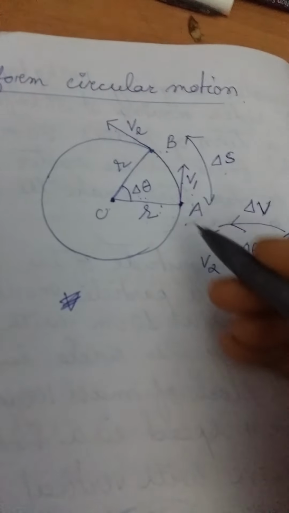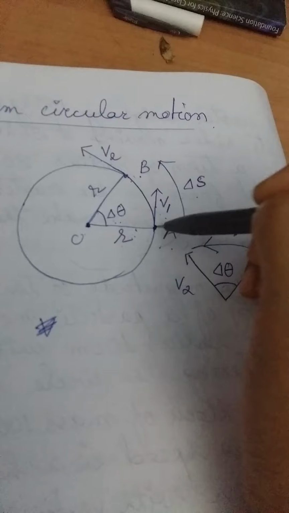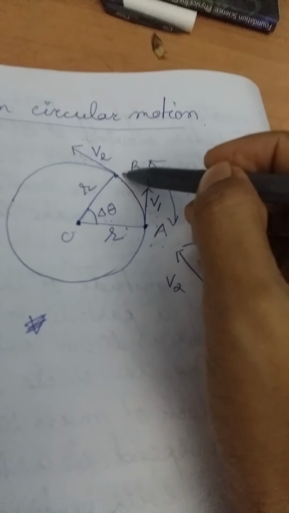Good morning, students. Today's topic is uniform circular motion. So first we consider one uniform circular motion. A body goes from position, suppose A to B.